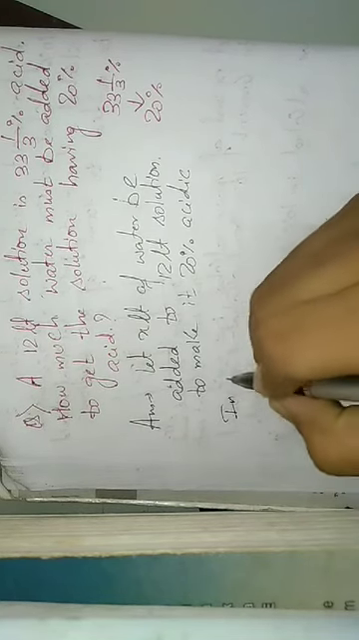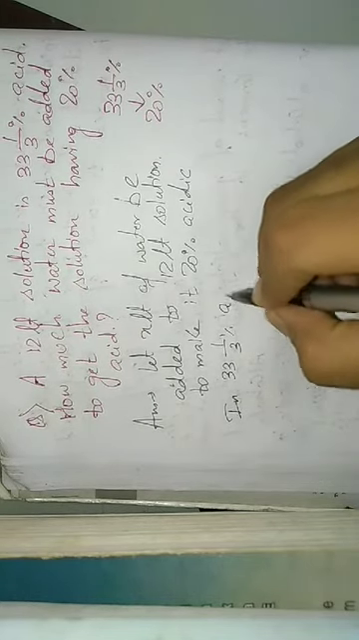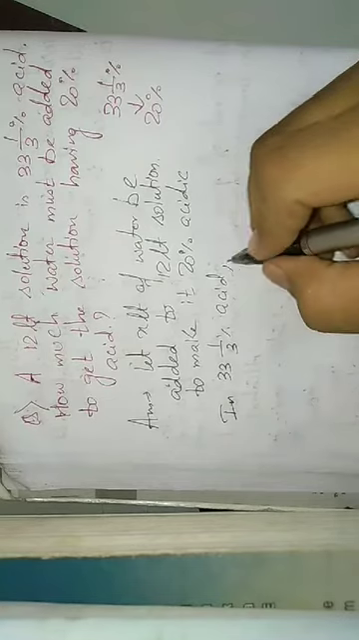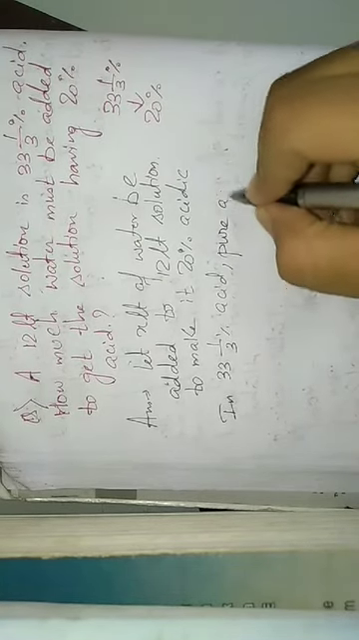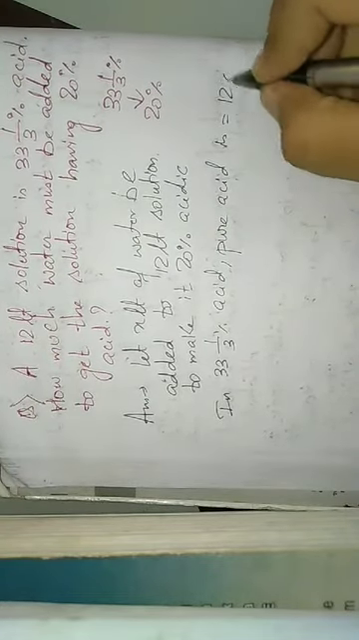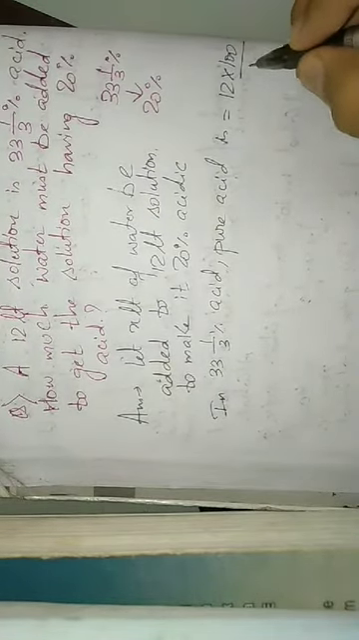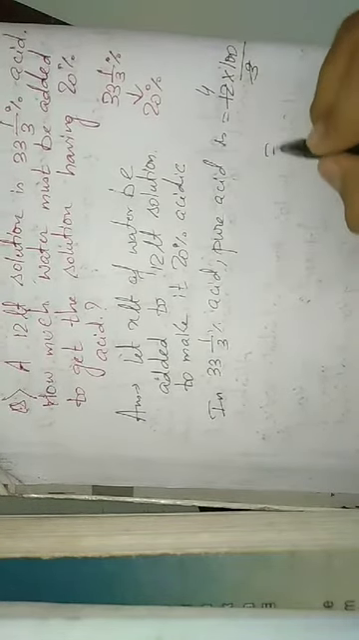In 33 complete 1/3% acid, how much is the pure acid? Acid is equal to 12 liter, it was there, 33 complete 1/3 means 100/3%, correct? So 3 4s are 12. It's 400. It cannot be 400 liter, right? It has to be 400 ml. 400 ml was there in it.